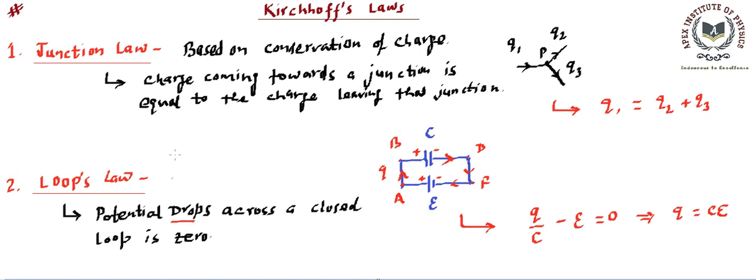Fine. So that's the loop law, and earlier it was the junction law. These two laws are known as Kirchhoff's laws. The junction law was based on the conservation of charge. That's an important point. Similarly, somebody can ask what is the law on which this loop law is valid, right? So this loop law is valid on the conservation of energy. So we will say this is based on conservation of energy.